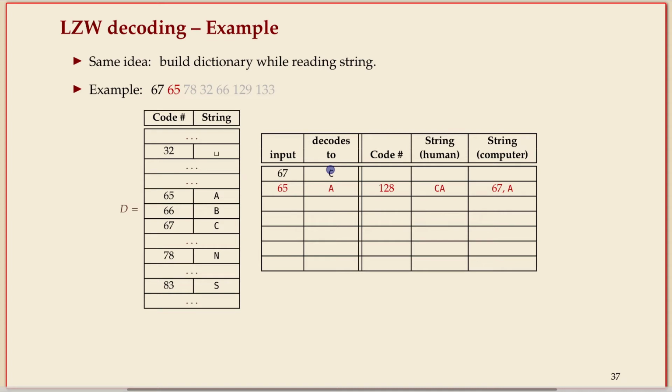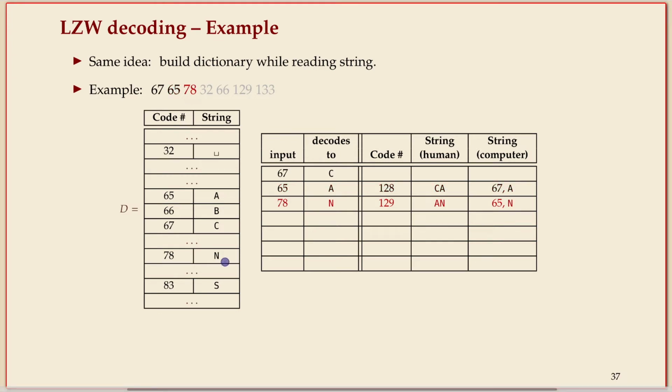Right, so our Y now is A. We take the first character of Y, it's just A. And we take the previous phrase called X before, which is now just the letter C. And so the new thing we add to the dictionary is CA. All right, let's do one more.